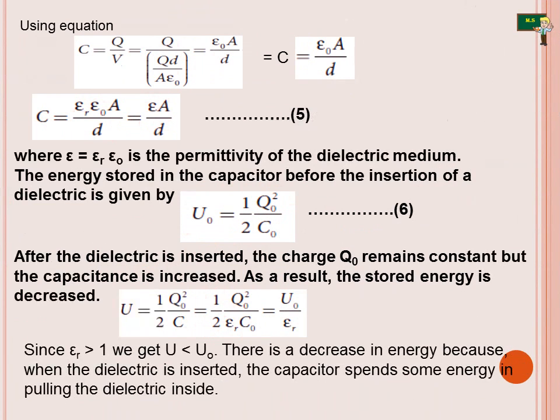Since epsilon r is greater than 1, we get U which is less than U naught. Here the U is referred to as the potential energy. There is a decrease in energy because when the dielectric is inserted, the capacitor spends some energy in pulling the dielectric inside. That's why there is a decrease in energy while we insert a dielectric. Therefore, when the capacitor is disconnected from the battery, there is a decrease in energy. That's the final information.